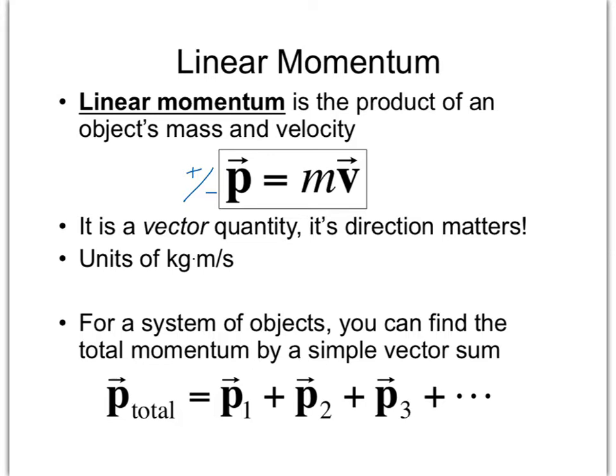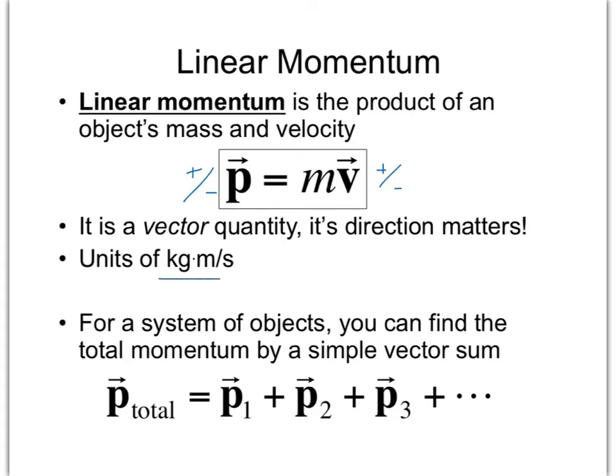Why is that? Well, because any object that has mass has some velocity, even if that velocity is zero. Well, zero velocity would have no direction, but any non-zero velocity would have a component either in the positive or negative direction, which is why the momentum is in either the positive or negative direction. Okay, so its direction does matter.